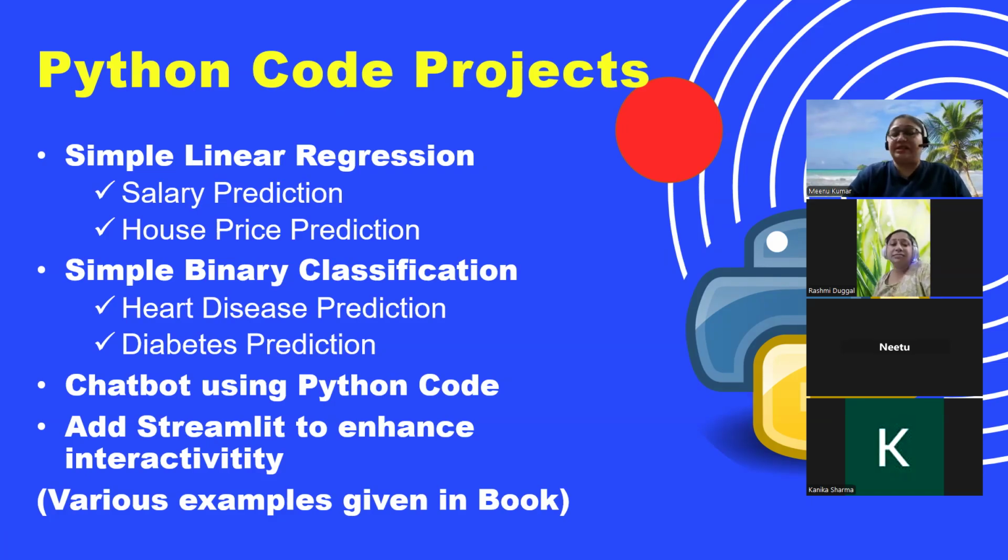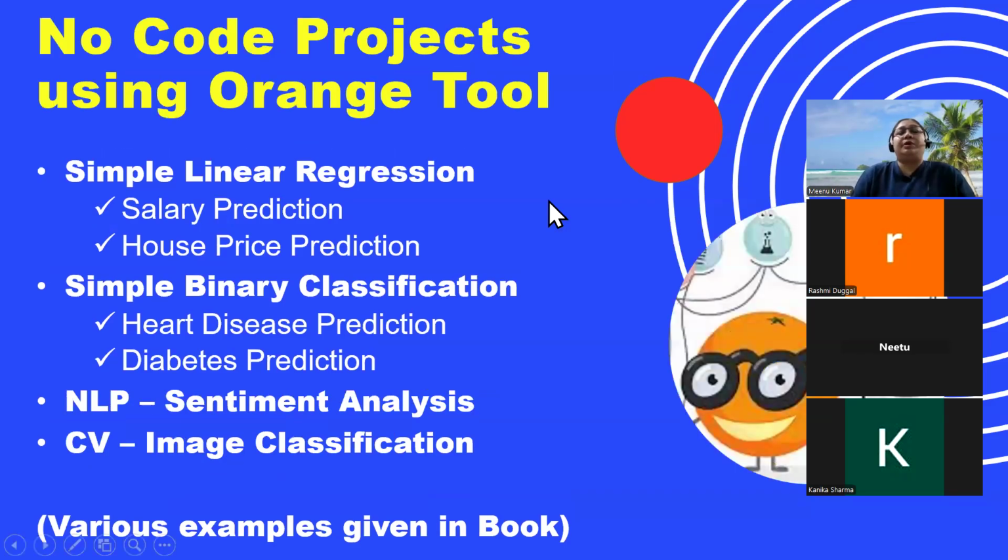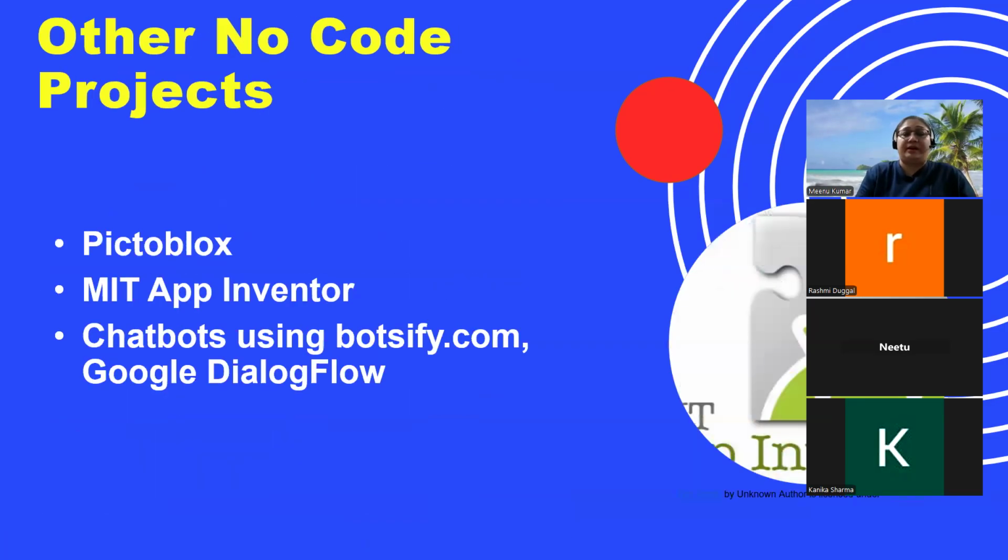Again, there are various examples in the book. There is a whole project section that has been given as part C, so you can go through the book and see that. Then you come to no code projects using the Orange data mining tool. Again, in that you can do the same thing, but using the Orange data mining tool. You can add on to the NLP aspect also. You can do a sentiment analysis that has been touched as a project in the book. And as I said, the image classification can also be done.